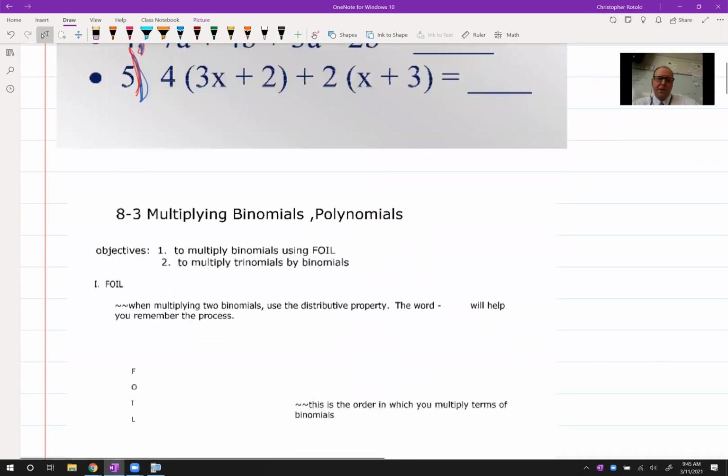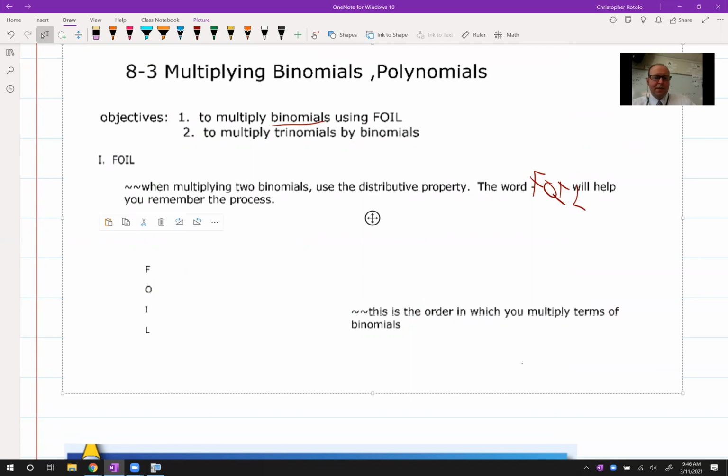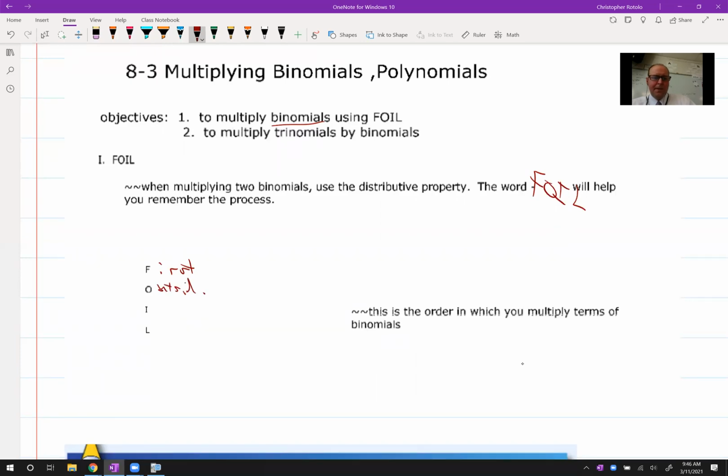All right, welcome back. We are going to start to multiply binomials. That's going to be our focus with this lesson. We're going to use the word FOIL to help us out. I believe they call that an acronym over in English class. So what that means is we want the first, the outside, the inside, and the last.